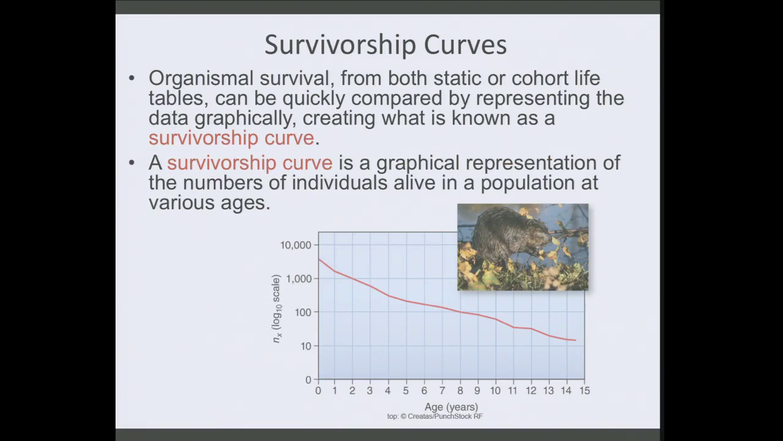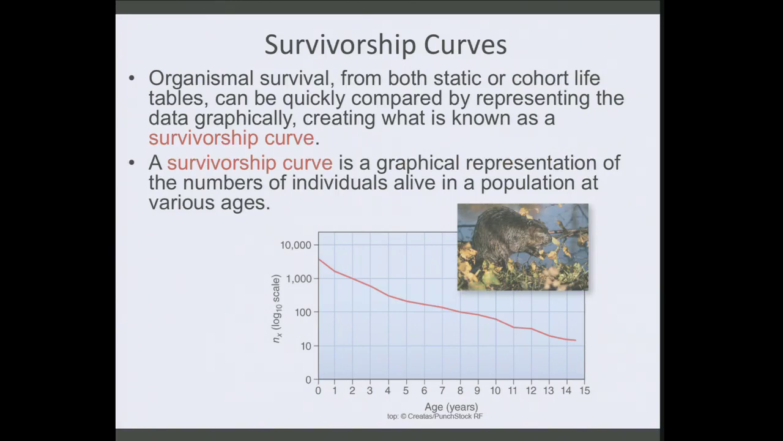And what this does is it gives us a really good indication of what points in time in a species' life they are more vulnerable. So when are they more likely to die? Are they more likely to die early on in life? Are they more likely to die later on in life? Is there an equal rate of death throughout their life? And basically we can plot this and tell it pretty quickly. So it gives us this nice graphical representation.